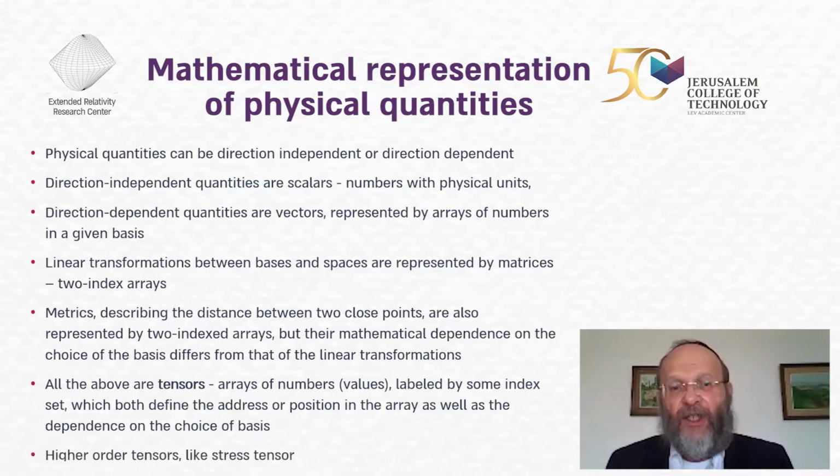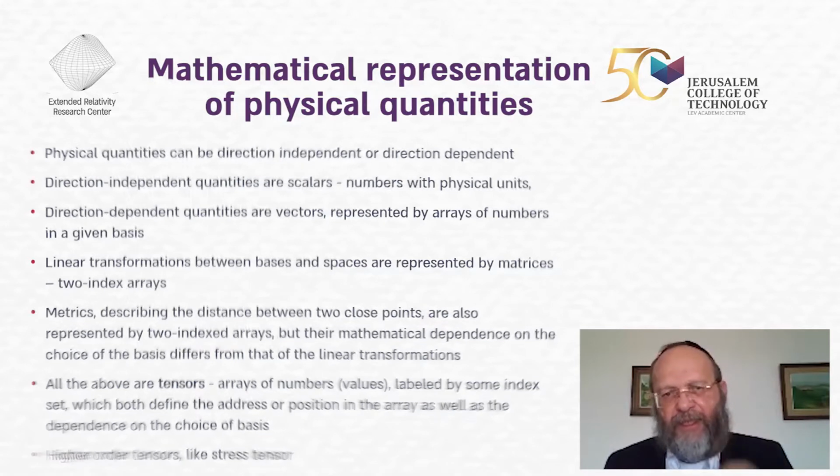We have even higher order ones, like the stress tensor, which is of higher order than 2. And in general, we have to be able to handle any number of indices. So that's a brief description, and we'll go slowly to get a better understanding.